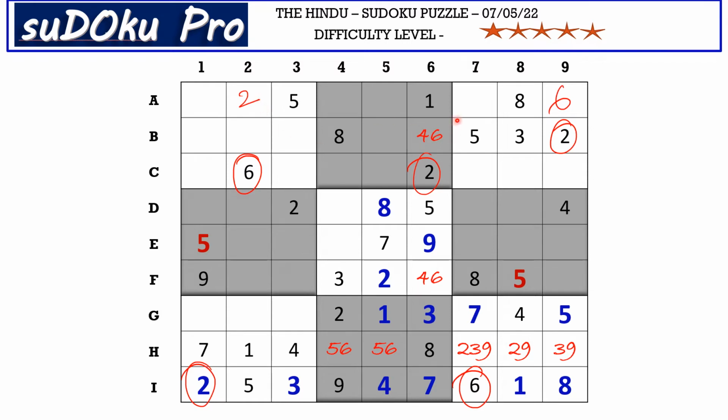This 7 in column 7 blocks these 2 cells. So 7 has to be in one of these 2 cells. So this 7 blocks here, and there is a 7 here in column 5 blocks these 3 cells. So A4 takes 7.